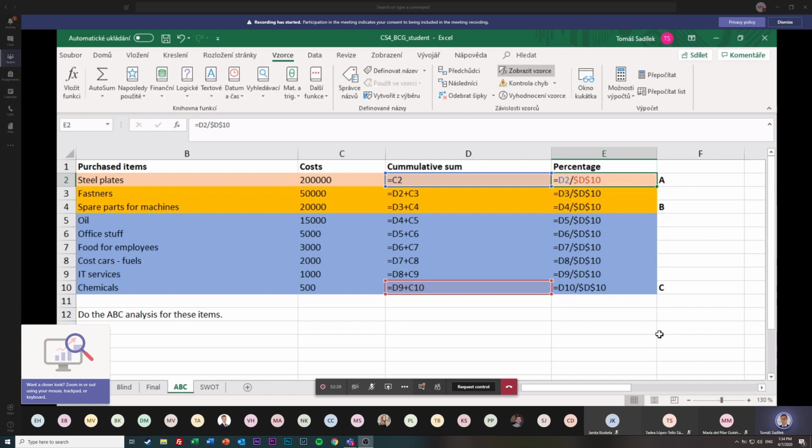So check if everything works well, and there will be the final step now. Okay, yes. I hope that the percentages are okay now. So I just hide the formulas. And the last part could be to develop a chart like this. Yeah, how to do it? To describe the A items, B items, and C items.